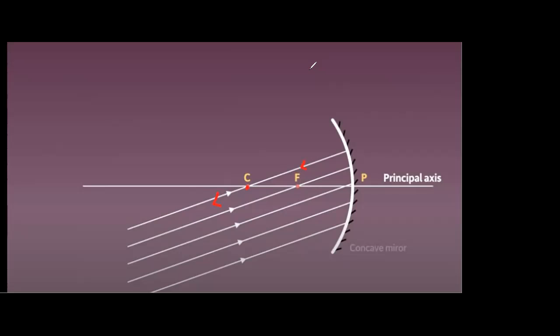Yes or no? So case 2, write down case 2. What is case 2? When light passes through the center of curvature, it reflects back in the same direction. So case 2 is the ray passing through the center of curvature is reflected back. Got it, everyone? Anyone have any issue in this?